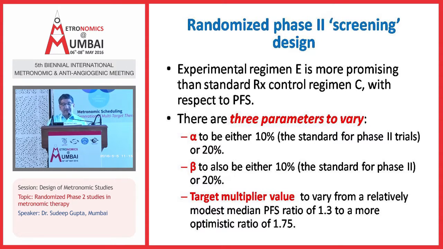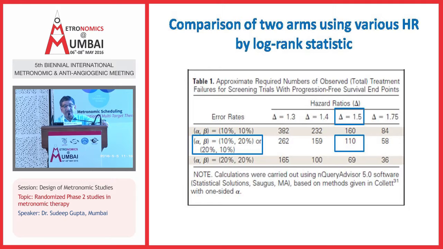There are 3 parameters to vary. So essentially, like I said, in phase 2 trials, you accept a larger type 1 error. It can be 10% or even 20%. The power is still either 90% or 80%, and one can game for various effect sizes in progression free survival. And for example, you can see here that if you set the alpha error at 10 and the beta error at 20%, and if you want a hazard ratio for progression free survival of 1.5 or 1 divided by 1.5 in favor of the experimental arm, then we need 110 patients in this study.